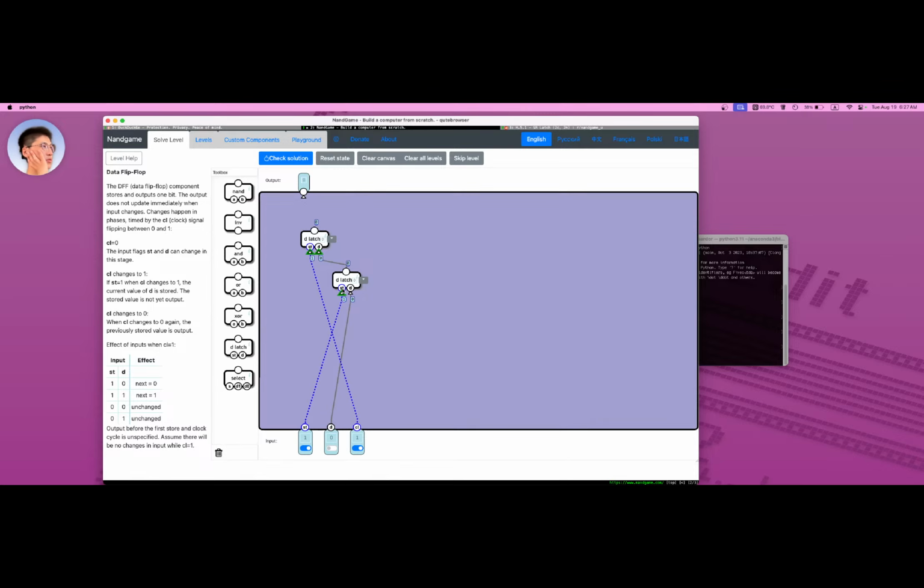If the clock is 1, it should do nothing, right? When the clock changes to 1, the stored value is not yet output. When it is 1, the stored value should not be output. Okay, when it is 1 and ST is 1, the current value of D is stored. Our D is stored when these two are 1 and 1.